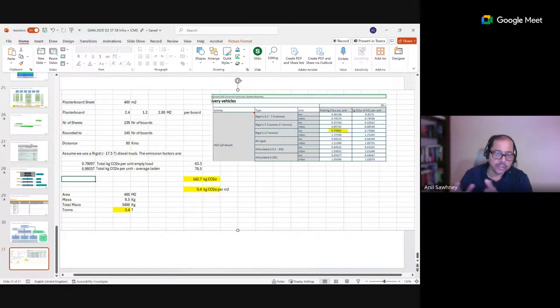The distance between our project and the supplier is 80 kilometers one way. So our goal is to estimate A4 emissions for our project for this particular material. What do we need to do? We need to go and search for carbon factors. I'm going to take this example of the UK.